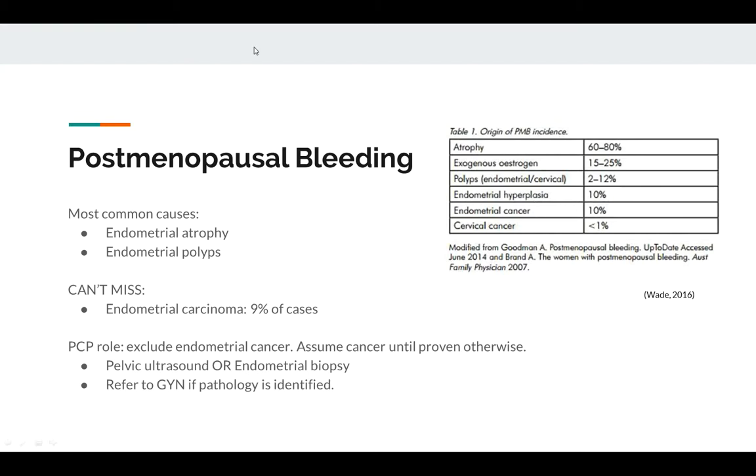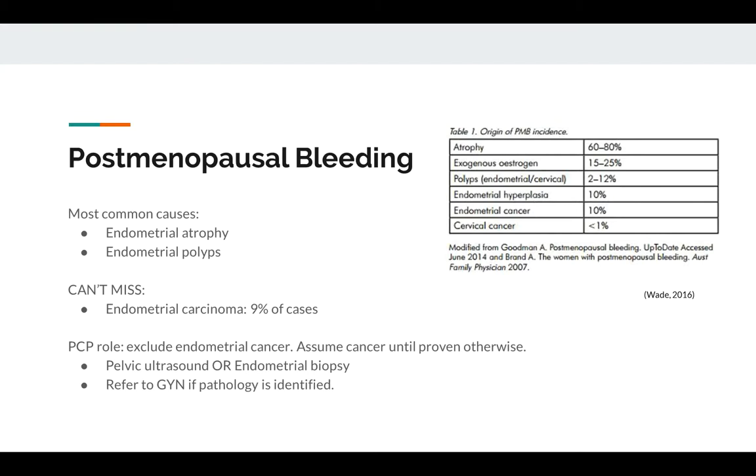Postmenopausal bleeding, if there's one thing that you need to remember, it's that it's very rarely caused by cancer. Less than 10% of the time is it due to endometrial cancer. However, you absolutely have to assume that it's endometrial cancer until proven otherwise. So your job as the primary care provider is to get either a pelvic ultrasound or an endometrial biopsy or both. And if there's any pathology there, that you refer to a gynecologist to have that dealt with.